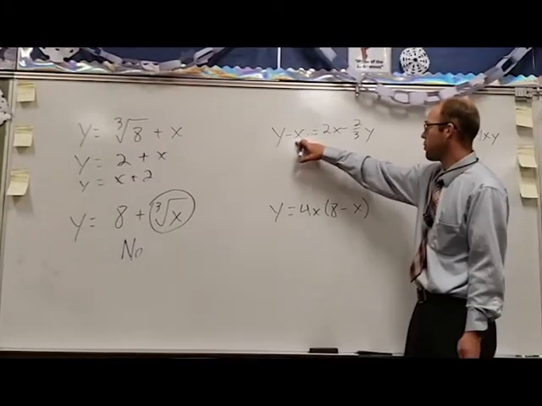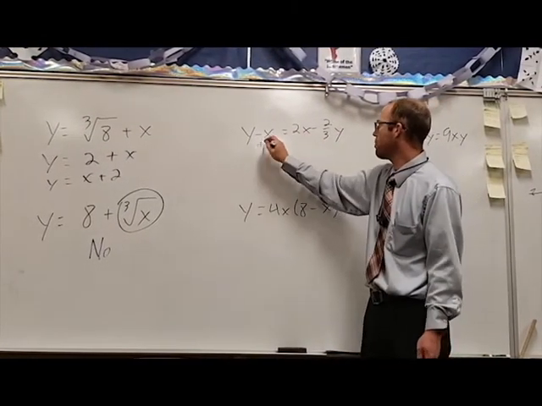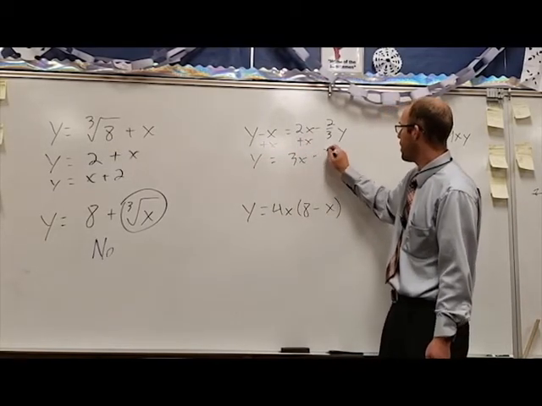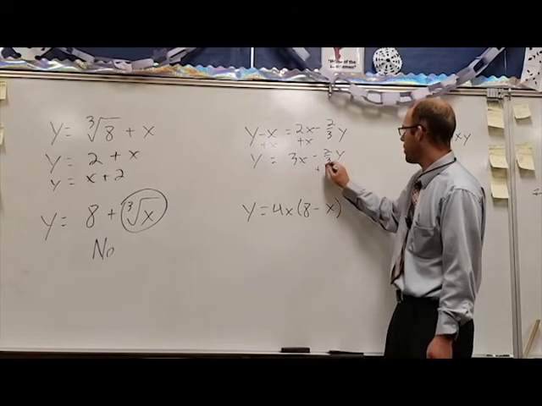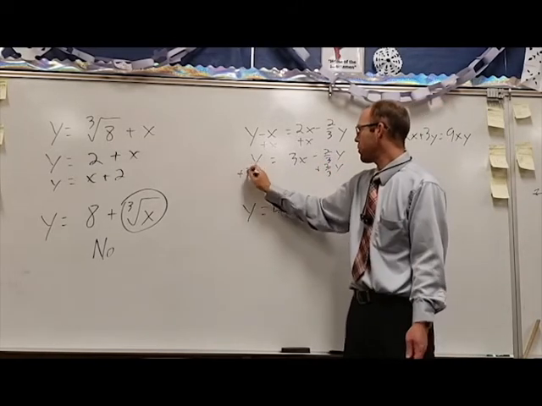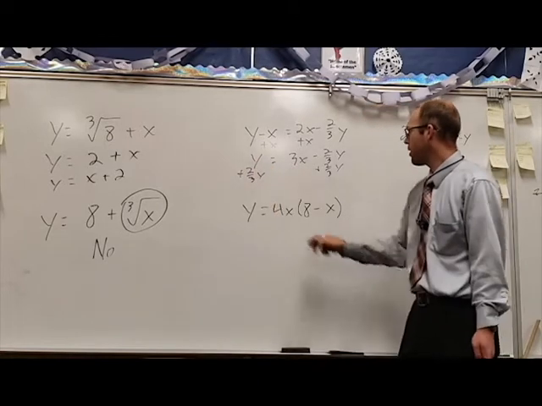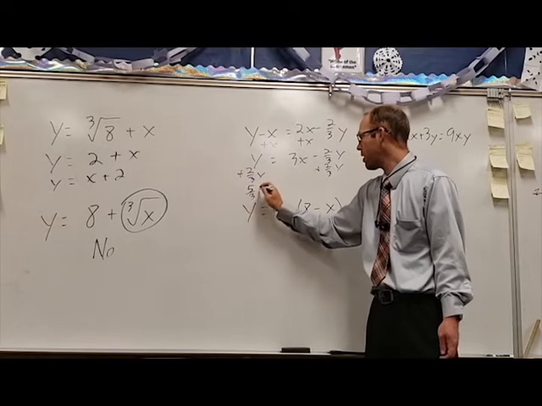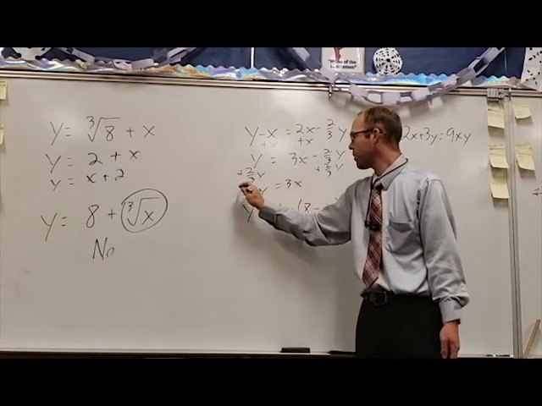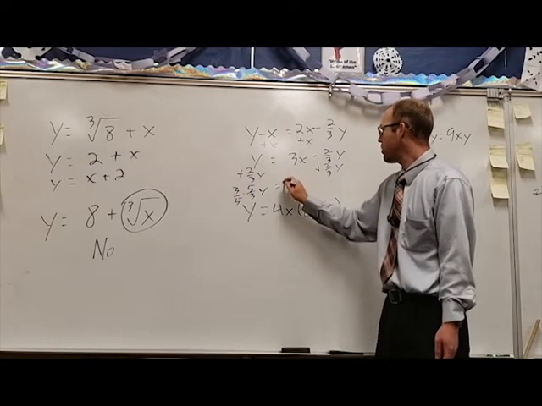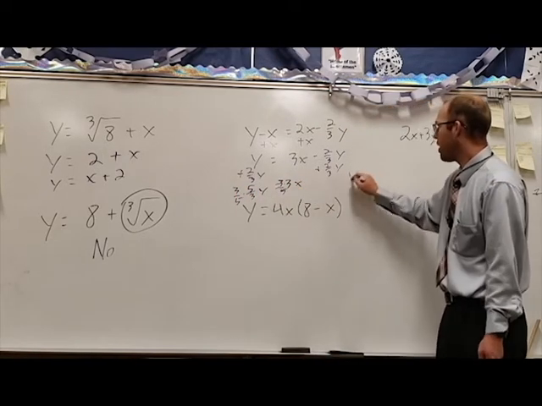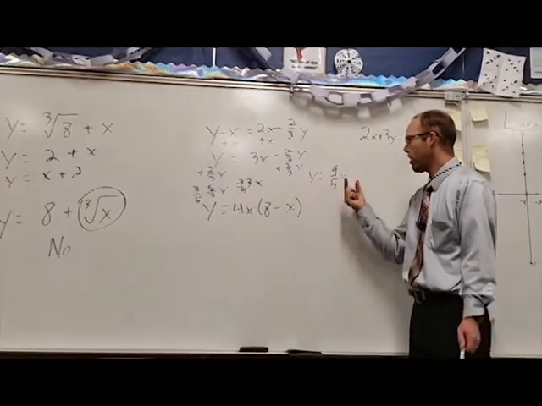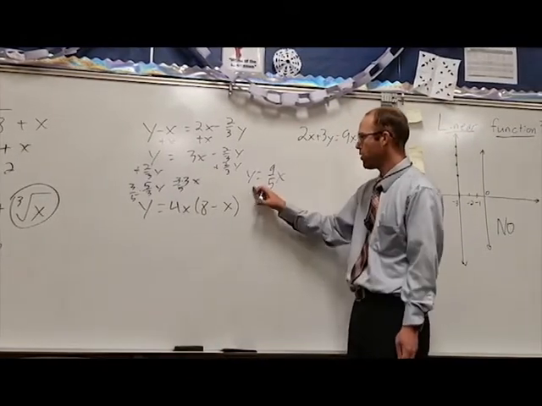On this example, you'll notice we have variables at all sorts of different places. If we combine those together, add the x to both sides, we get y equals 3x minus 2/3 y. Add the 2/3 y to both sides. We end up with 3/3 plus 2/3 gives us 5/3 y equals 3x. We'll multiply by 3/5 to eliminate that, and we end up with y equals 9/5 x, which we have just our y and our x. That is again linear, so yes, this one works.